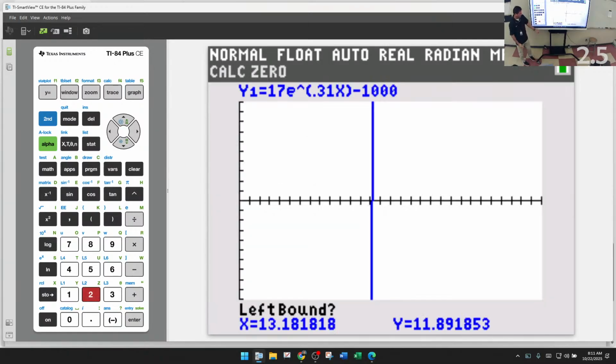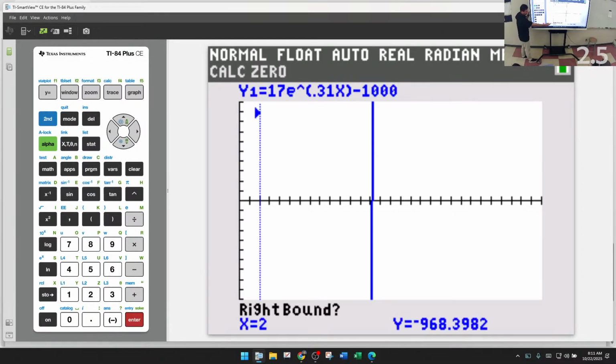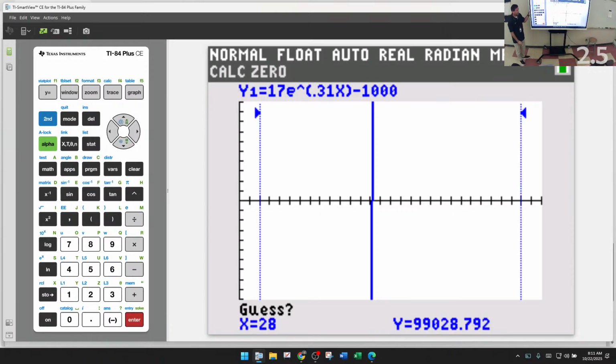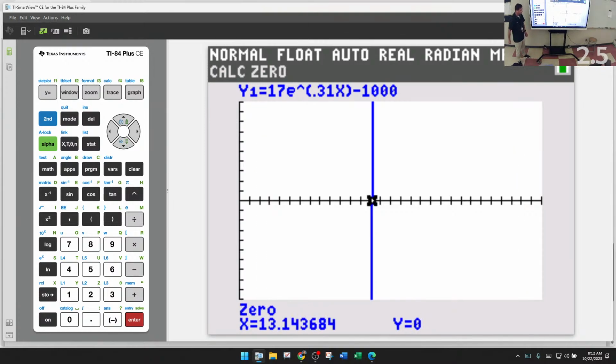Calculate the zero. It asks for the left bound. I know the left bound will be 0 or 1 or 2 or 3 or 4 or 5 or 6 or 7, whatever, as long as I'm to the left. Punch it in. Right bound, punch it in. It's a whole lot easier. 28, I know I'm safe. Guess. You can see now, I can see the left and right bounds. And it tells me to guess, and I don't ever hit guess. I just hit enter, and it tells me right then what it is. Okay?